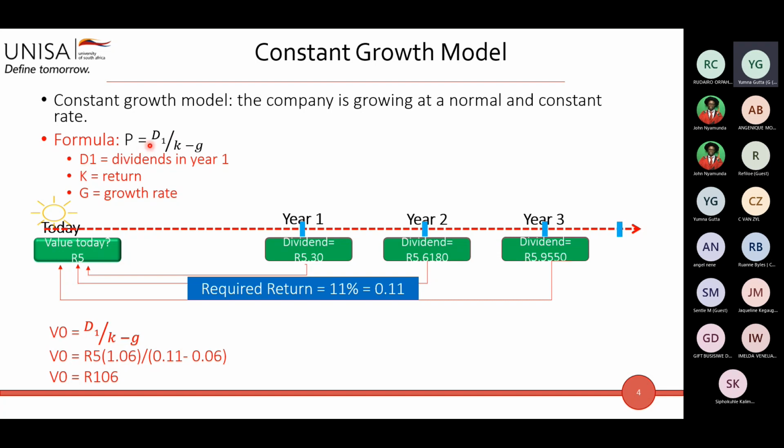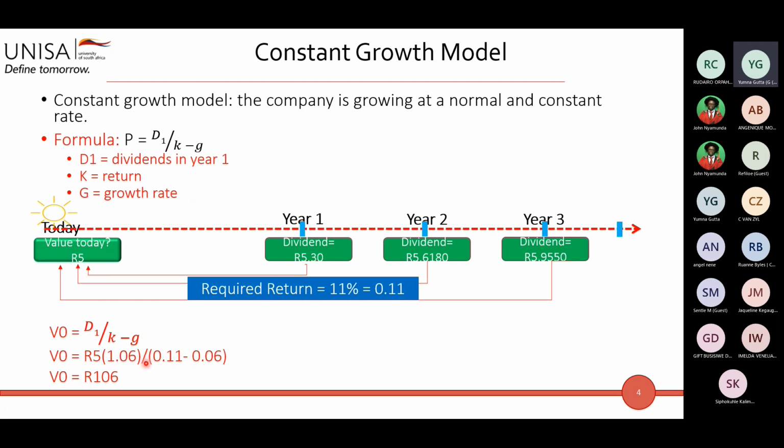So they'll tell you today the dividend is 5 Rand. You need to multiply it by the growth rate to be able to get your dividend in year 1, right? If you look at the bottom of the page, in the above example on this number line, we have the dividend value today is 5 Rand. We multiply it by 6%, so you say 1,06, right? Which will give you 5 Rand 30, as you can see on the number line, right?